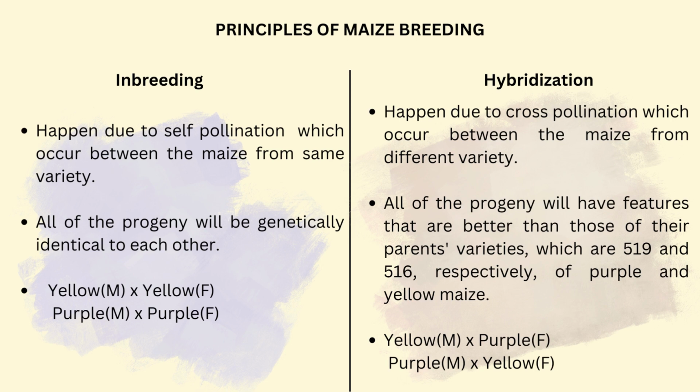Next is hybridization. It happens due to cross-pollination, which occurs between maize from different varieties. It shows that cross-pollination happens because we do the crossing between purple maize from variety 519 and yellow maize from variety 516. We use pollen parents from purple corn to cross with seed parents from yellow corn. All of the progeny will have features that are better than those of their parents' varieties, which are 519 and 516 respectively, of purple and yellow maize.